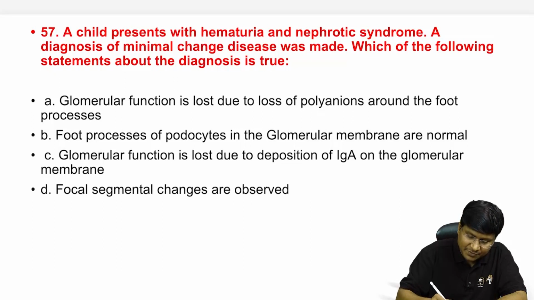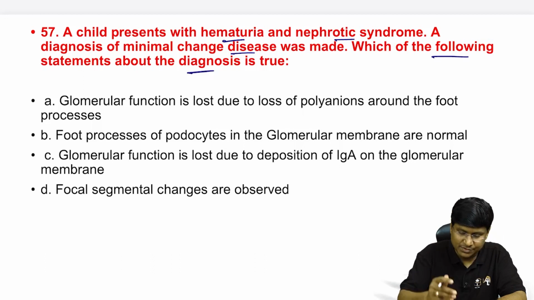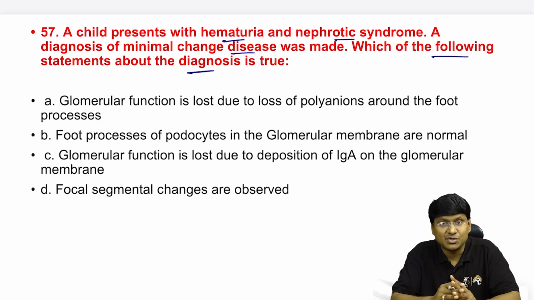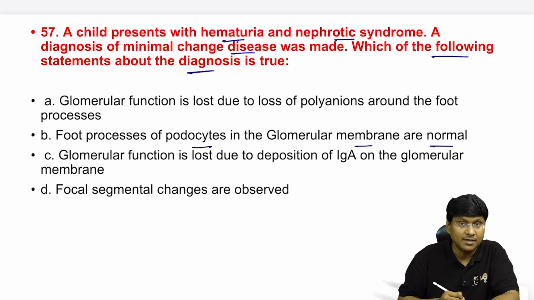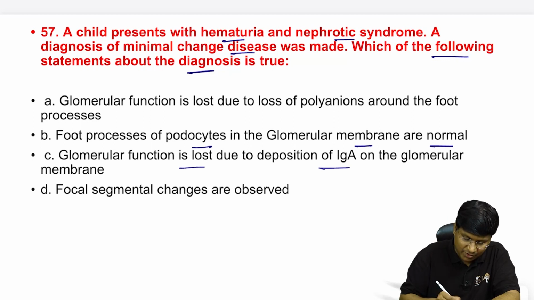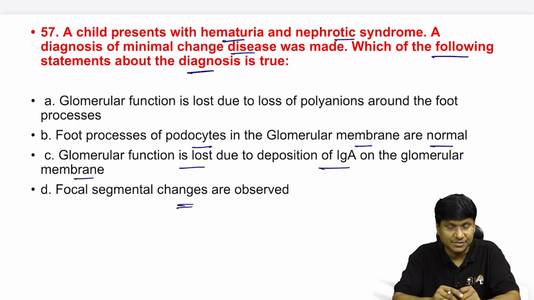And next question, a child presents with hematuria and nephrotic syndrome. A diagnosis of minimal change disease was made. Which of the following statements about the diagnosis is true? Glomerular function is lost due to loss of polyanions around the foot process. Foot processes of the podocytes in the glomerular membrane are normal. Third, glomerular function is lost due to deposition of IgA on the glomerular membrane. Focal segmental changes are observed.